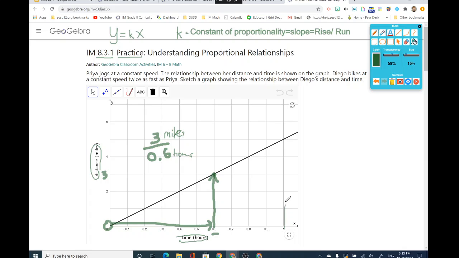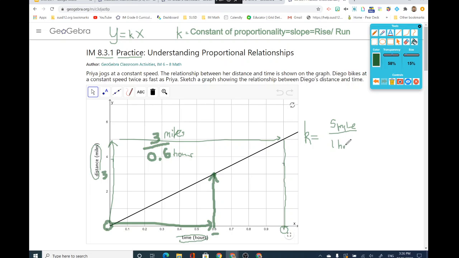Here's a better point to look at. This is 1 hour. On the x-axis, this point is 1 hour. So how much does this go up, or how much distance is there after 1 hour? So look at the rise. The rise is up 5 miles for every hour over. The slope of the line equals the constant of proportionality. And for this line, that is 5 miles up for every 1 hour.